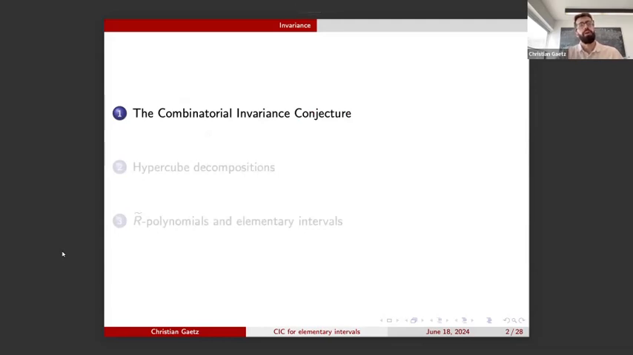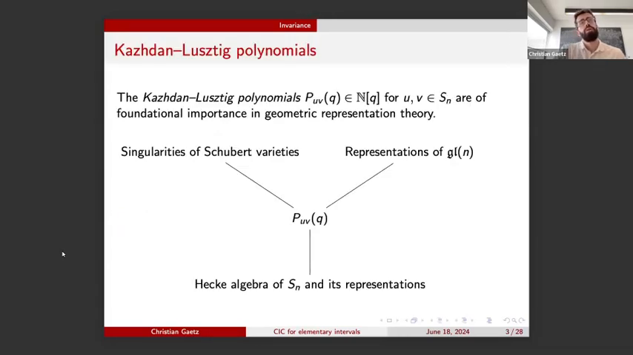Okay, so I'll start by telling you what the combinatorial invariance conjecture and what these Kazhdan-Lusztig polynomials that appear in it are. So first, just a brief overview. The Kazhdan-Lusztig polynomials are polynomials P_{u,v} in a single variable q. u and v are permutations in the symmetric group.